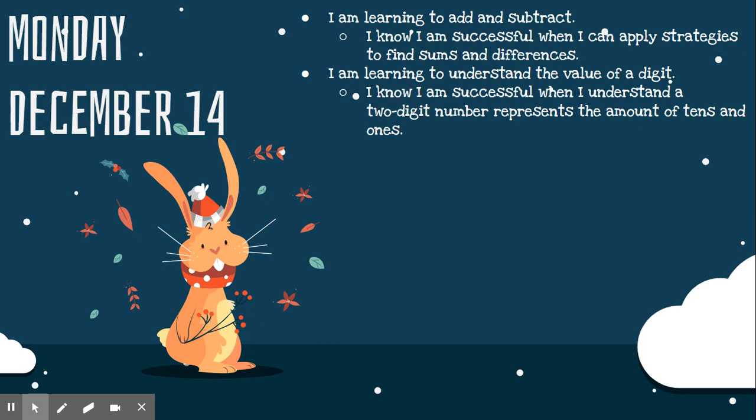So, for today, our learning target and success criteria is I am learning to add and subtract. I know I am successful when I can apply strategies to find sums and differences. I am also learning to understand the value of a digit. I know I am successful when I understand a two-digit number represents the amount of tens and ones.